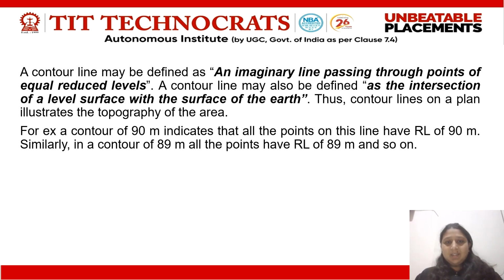Technically, it is also defined as the intersection of a level surface with the surface of the Earth. Thus, the contour lines on the plan tell us about the topography of that area. In short, the height of an area can be identified or predetermined by locating the contour lines of that particular area.